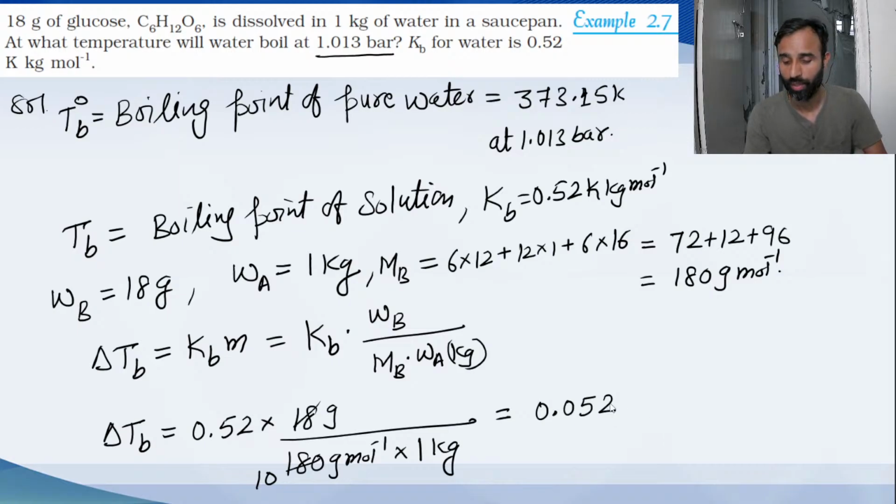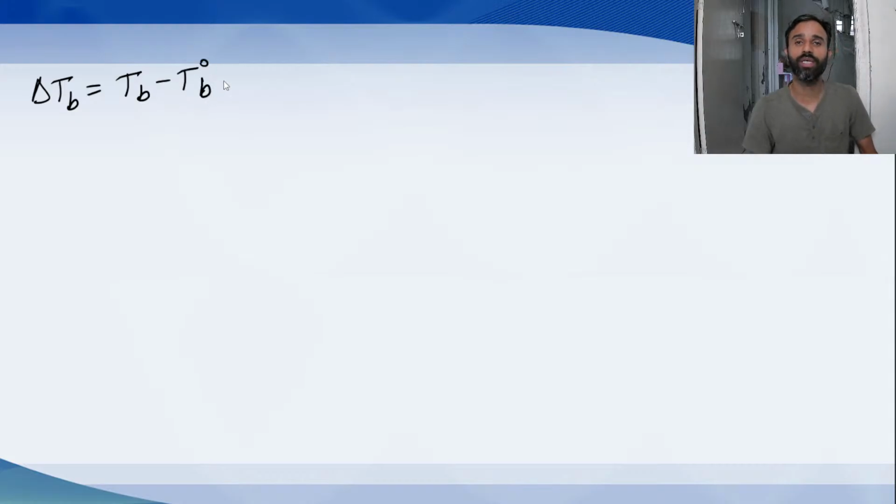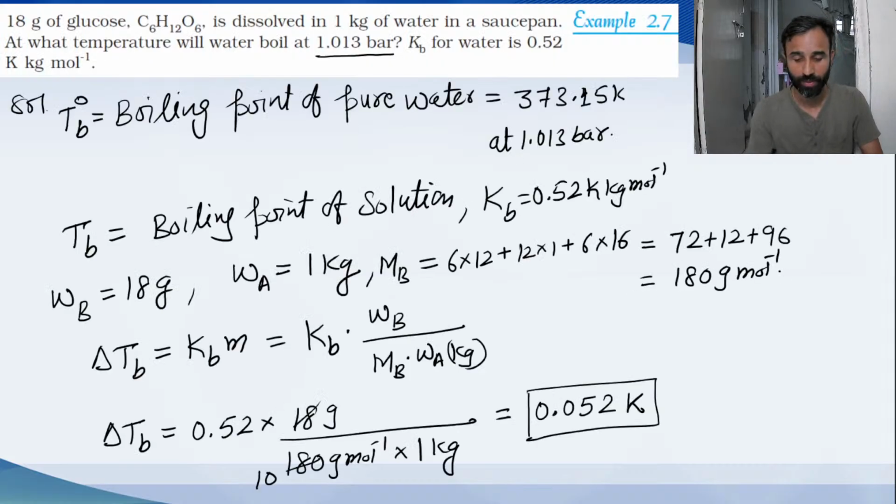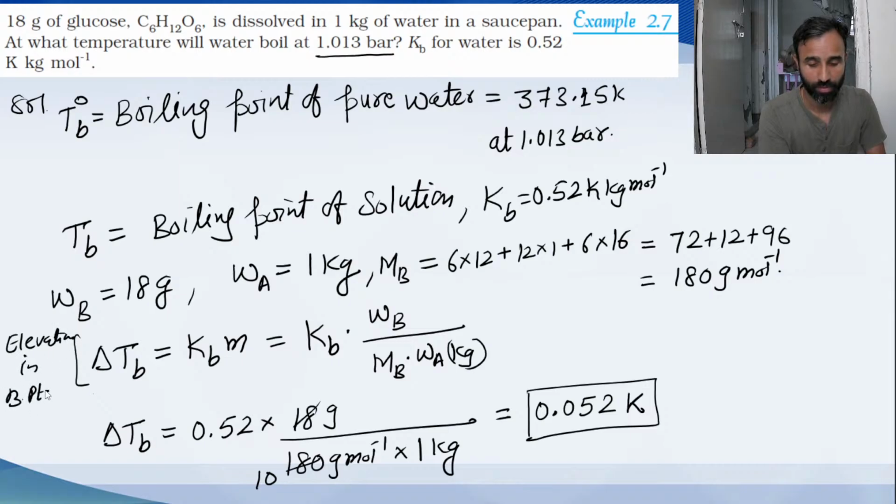0.052 Kelvin kg per mole. Okay, so it becomes 0.052 Kelvin. It is delta TB, and you know delta TB is equal to TB minus T naught B, because delta TB is elevation in boiling point. So this is the colligative property, elevation in boiling point.